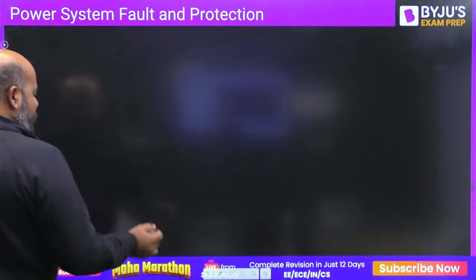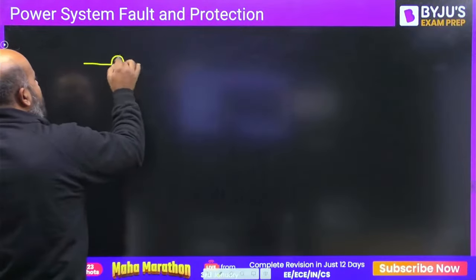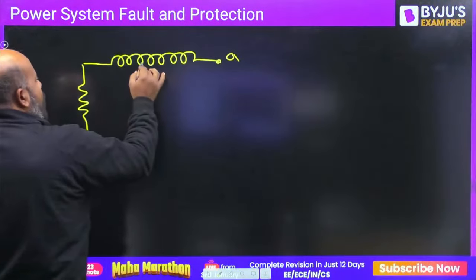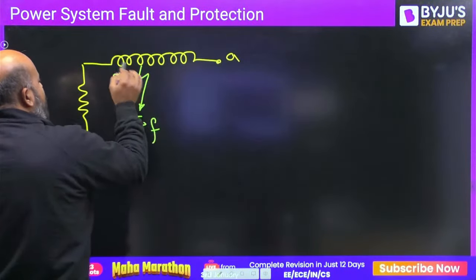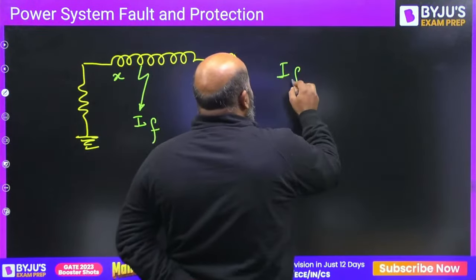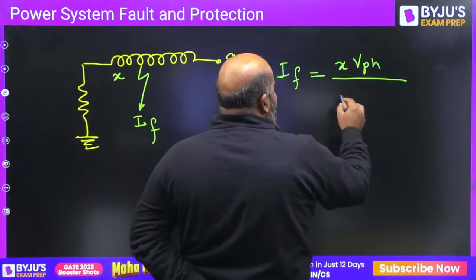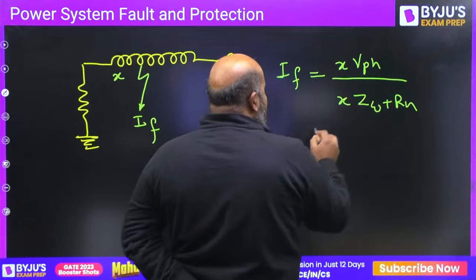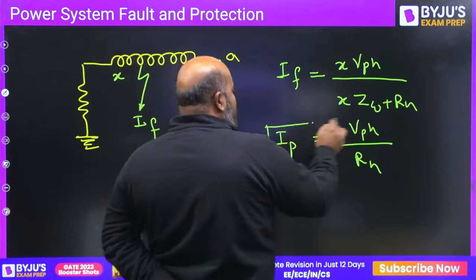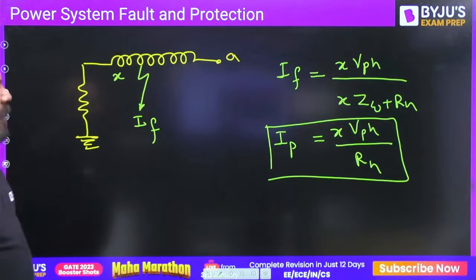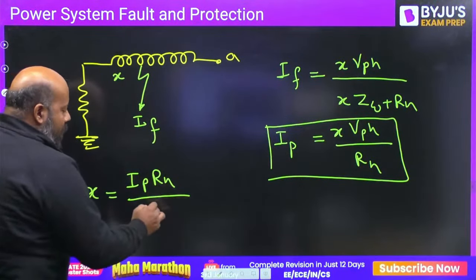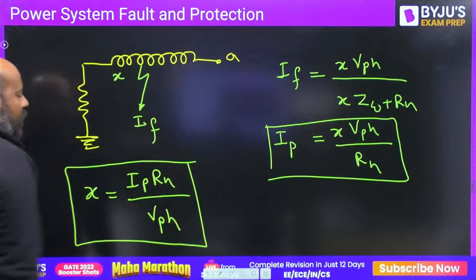Now, suppose this is the fault current and this is x, the percentage of the portion which is unprotected. Now, you tell me what is going to be the fault current. This is going to be x V phase and this is going to be x ZW plus RN. Now, this is neglected. So, you can write x V phase upon RN. If the relay has to operate for the limiting case, it should be the pickup current. So you can find out the percentage of the winding unprotected as IP RN upon V phase. This is the formula you have to use in this question.